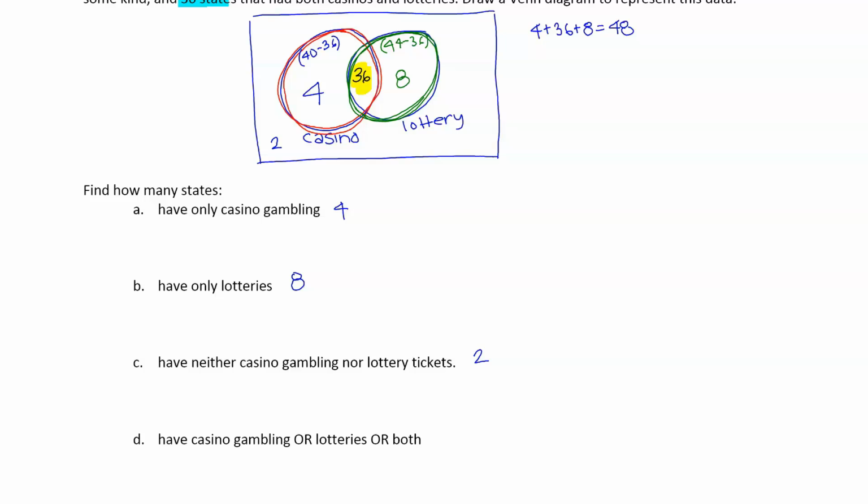And part D asks how many states have casino gambling or lotteries or both. So I'm just going to add up all those numbers in the middle. So 4 plus 36 plus 8. That's going to equal 48. Now, one word of caution. Sometimes the question will ask, how many have casino gambling or lottery? That is the same question. So even if it doesn't have that word "or both" in there, that is implied.